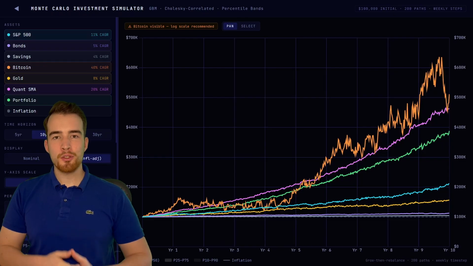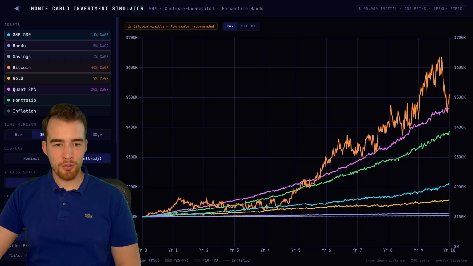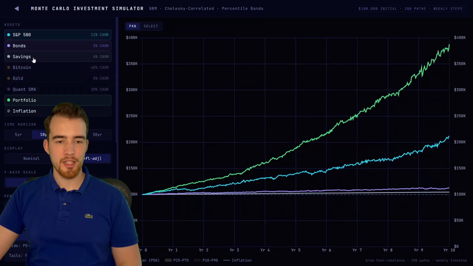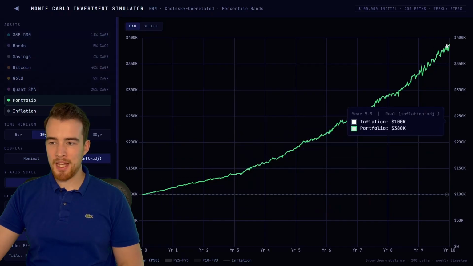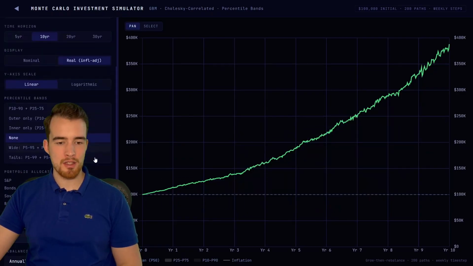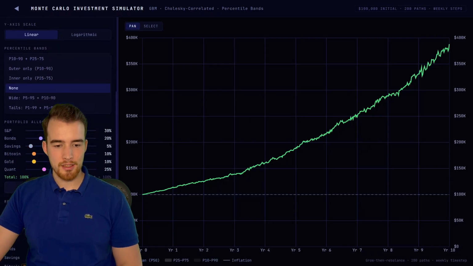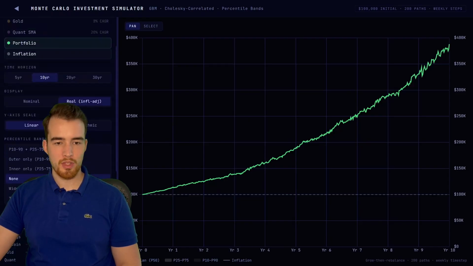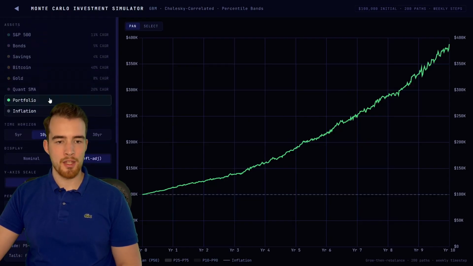And that brings me to the next point, which is about the portfolio. I haven't talked about the portfolio yet. So this is basically made up of the other investments. The standard is stocks 30%, bonds 20%, Bitcoin and gold 10%, savings 5% for cash, and quant trading 25%. And this is rebalanced in this simulation annually, but it doesn't really make that big of a difference for this simulation.